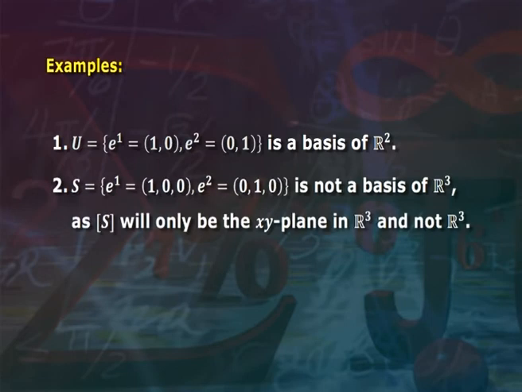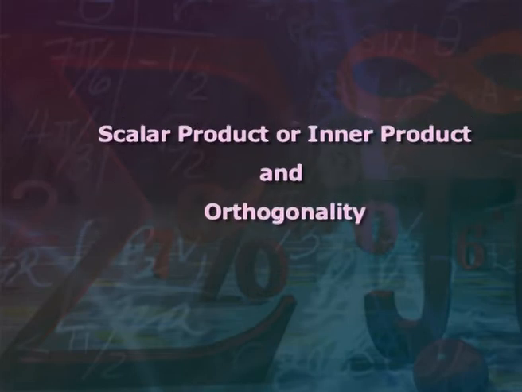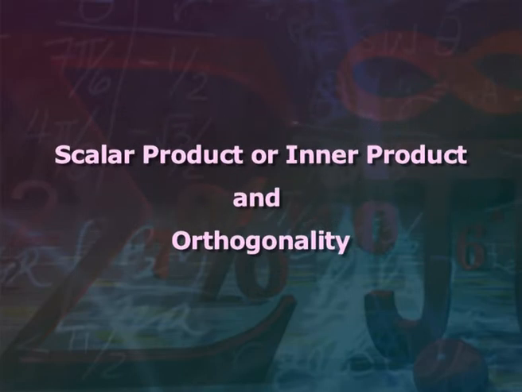2. S equal to {e1, e2}, where e1 is now (1, 0, 0) and e2 is now (0, 1, 0), is not a basis of R^3, as span of S will only be the xy plane in R^3 and not R^3. Scalar product or inner product and orthogonality.